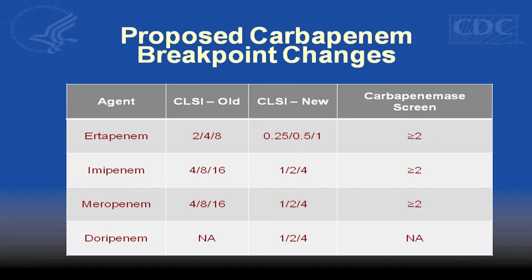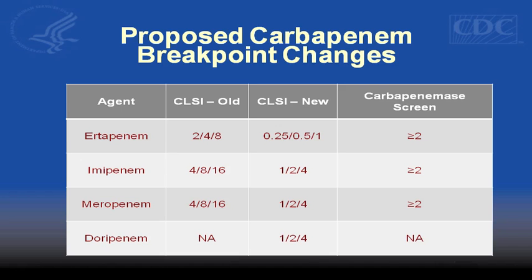The carbapenem breakpoint changes are here as well. Here the breakpoints were lowered. We have the old CLSI breakpoints and now the new CLSI breakpoints, and also the screening criteria for identifying a carbapenemase-producing isolate. The most common carbapenemase seen in the United States is KPC, but now we're starting to see some new carbapenemases, the metallo-beta-lactamases. I'll talk about those a little bit more at the end of this talk.